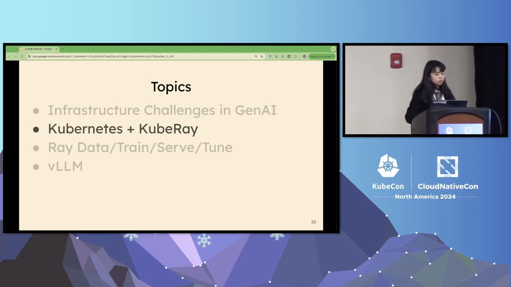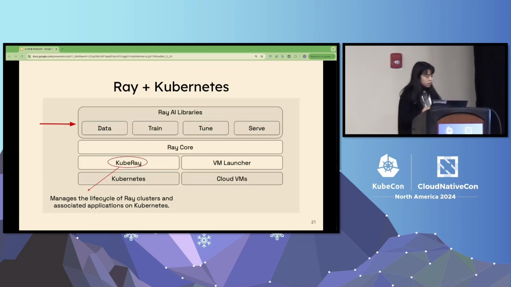So let's dive into Kubernetes plus KubeRay. This is an overview of how Ray integrates with Kubernetes to create a scalable and flexible infrastructure for AI workloads. On the top level are the different Ray AI libraries. You have Ray Data to manage large-scale data, Ray Train to do distributed model training, Ray Tune to do hyperparameter tuning, and Ray Serve to do model serving.